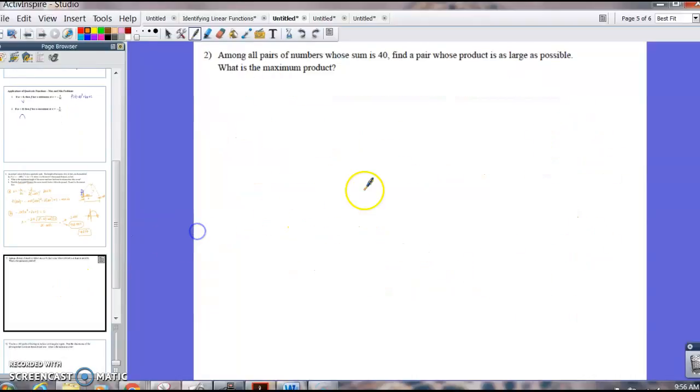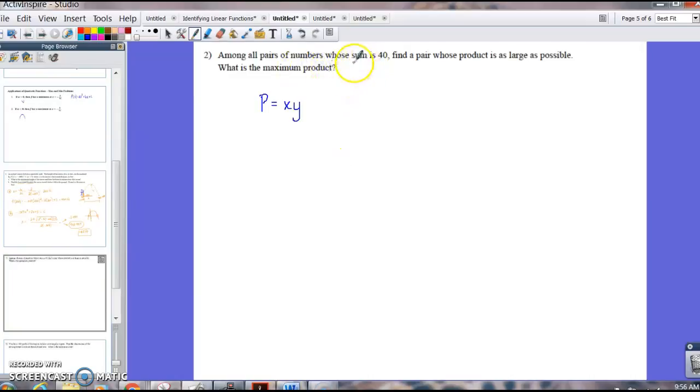Okay, in the next one, it says, among all pairs of numbers whose sum is 40, find a pair whose product is as large as possible. So what I want to do is create my equation first. In this case, they didn't give us an equation, so we have to figure out what it is, and then we can do our negative b over 2a. I know that product is just going to be multiplying two numbers together, x and y.